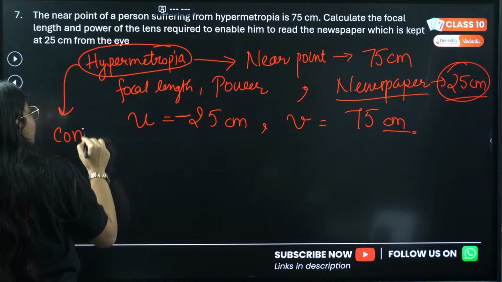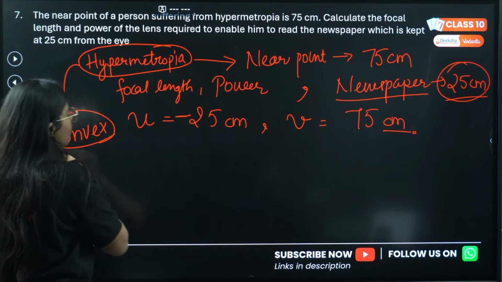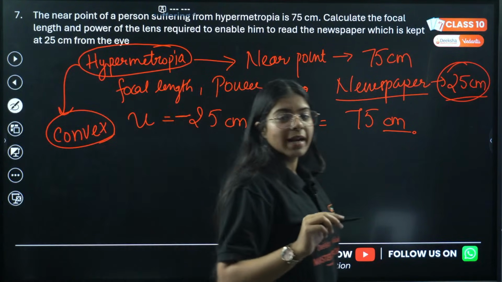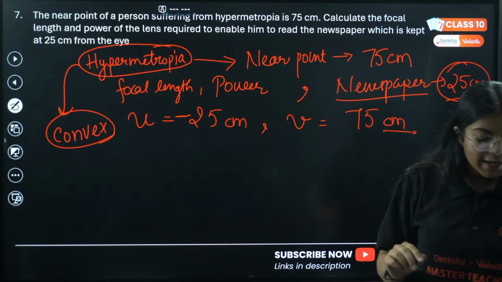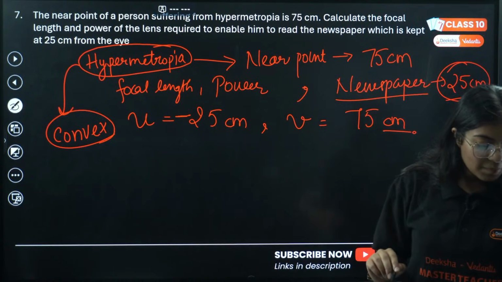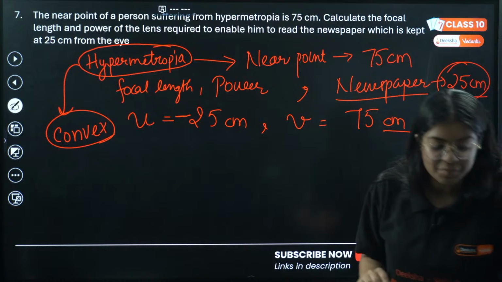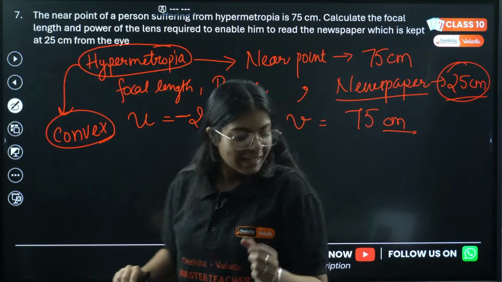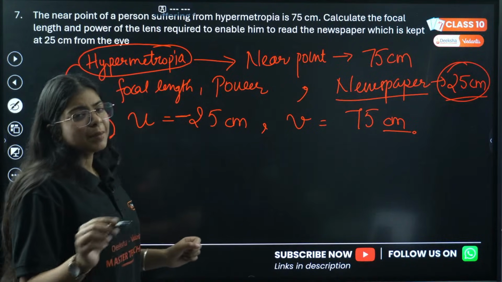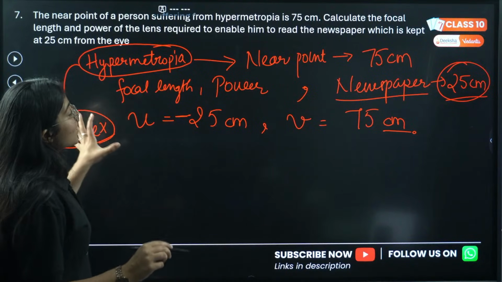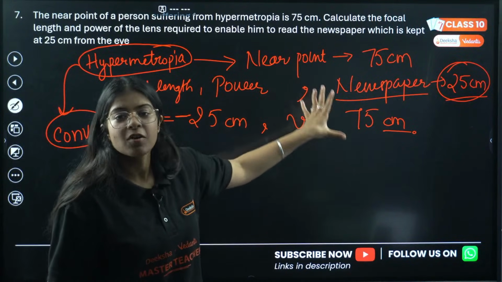We use a convex lens to correct hypermetropia. Correct? Ma'am, is the focal length 37.5 centimeter? Let's see, let me calculate, okay? Maybe you are correct. So, will it be negative or positive?